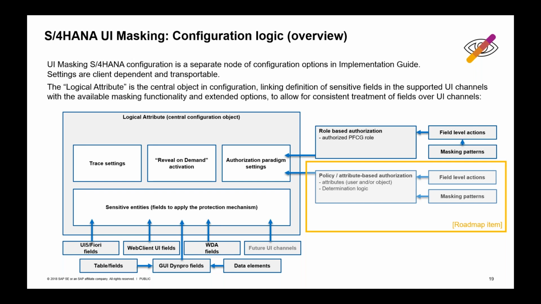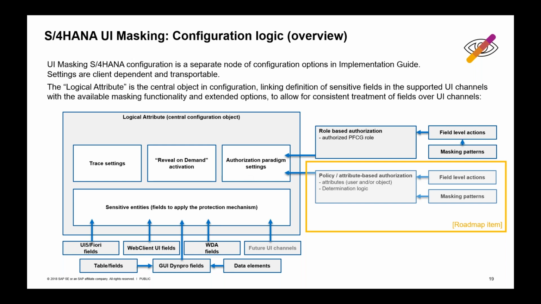In this case, we will also trace the business reason which was given by the user or the free text that he wrote. You can activate the reveal on demand functionality on the logical attribute level. So over all your UIs which are connected, and all the fields which are connected, you would have a consistent behavior concerning reveal on demand as well. And the authorization paradigm settings.